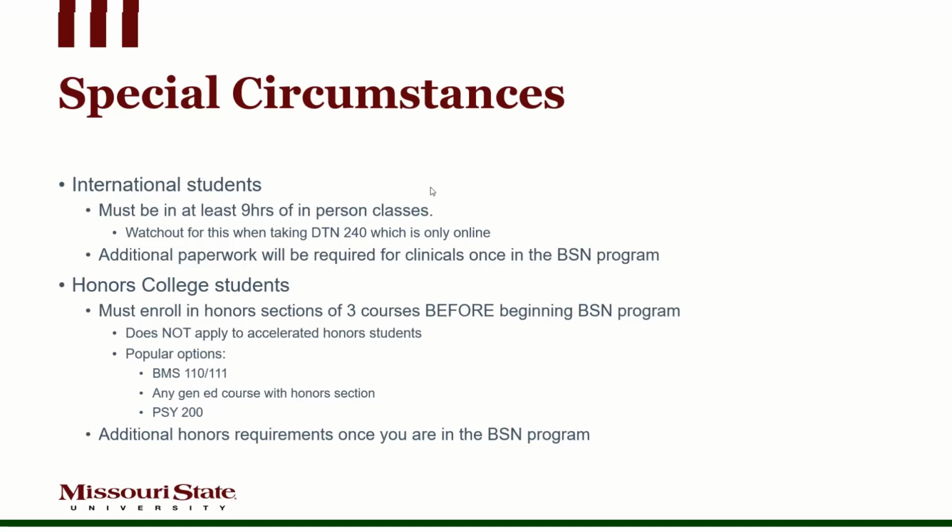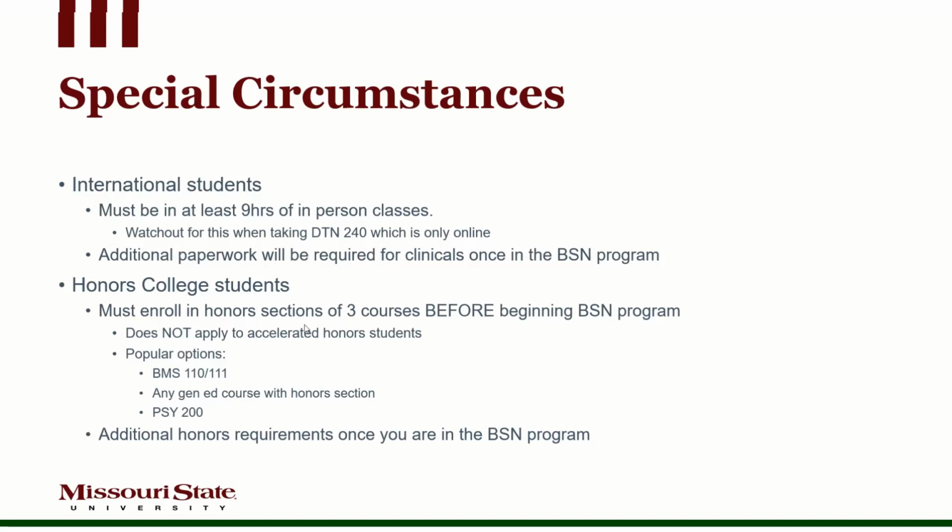Special circumstances. Please note if you're an international student, you need to be in at least 9 hours of in-person classes. Mainly watch out for that when you're taking DTN 240 because it's online only. So if you sign up for 12 credit hours and then a gen ed is online as well, you won't be meeting the credit hour requirement. You'll also need additional paperwork once you're in the BSN program, so just be aware of that.